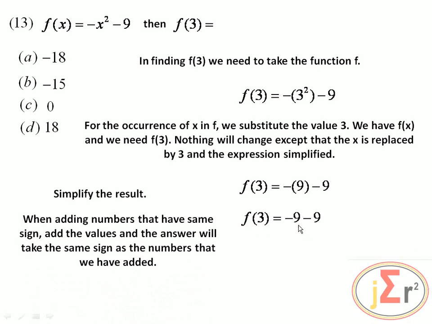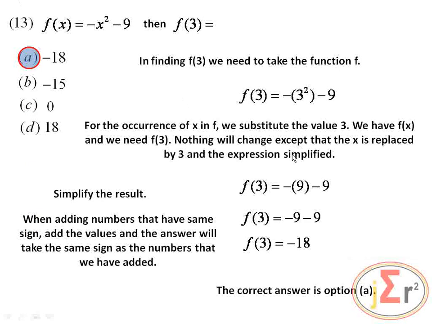Some students may say negative and negative give positive, positive 18. But we say when adding numbers that have the same sign, combine the values and the answer will take the same sign as the numbers that we have added. Negative 9 minus 9 is actually negative 18. And the correct answer is option A. Good.